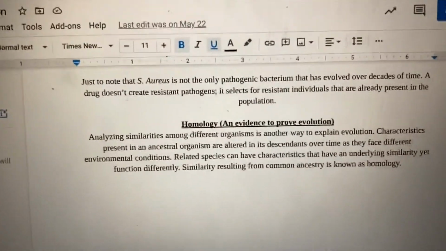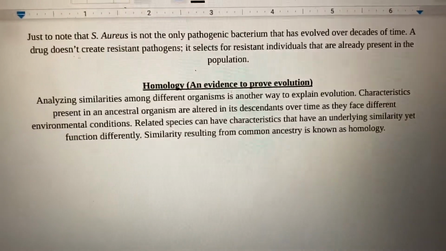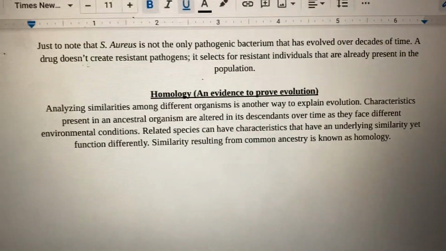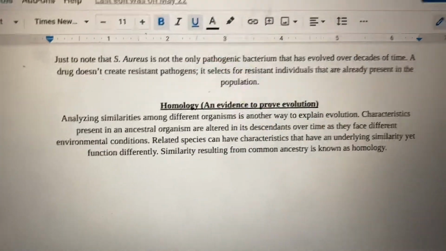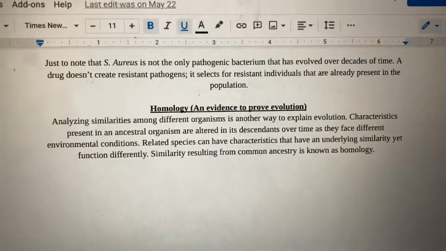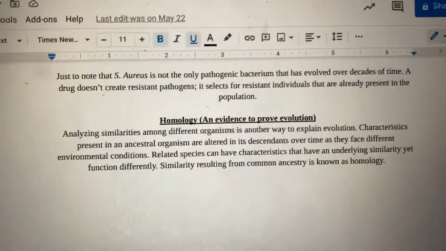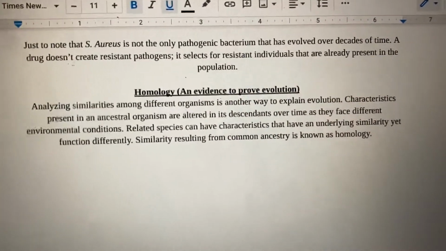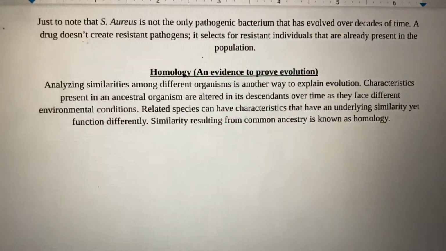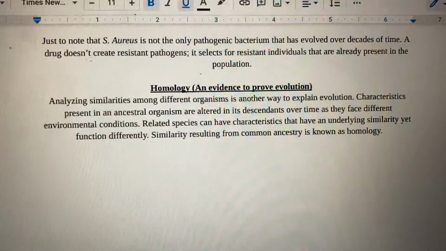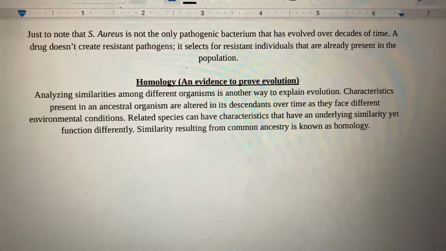Alright, so now we move on to homology. Homology, I don't know, it's your choice if you want to pronounce it. It's evidence to prove evolution. Technically, you would have the same bone structure as compared to other organisms, but they would be used for different functions. This is because of how it has evolved over the whole timeline of when the organism has existed, and how things like environmental conditions affected it.